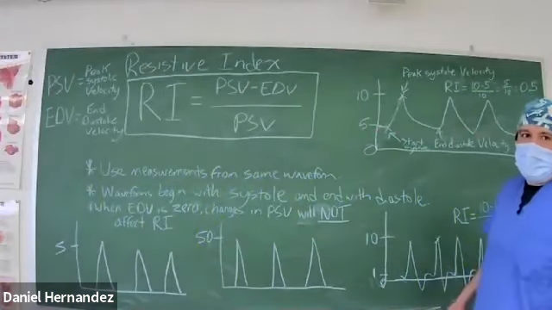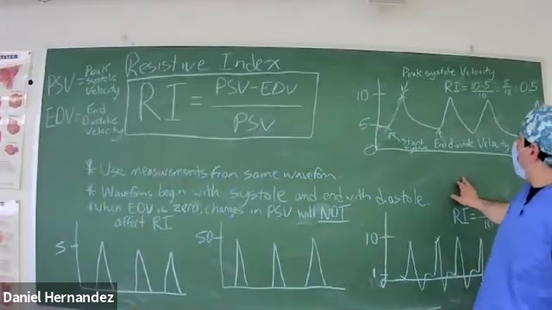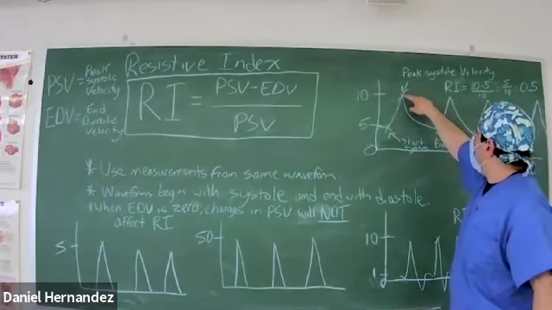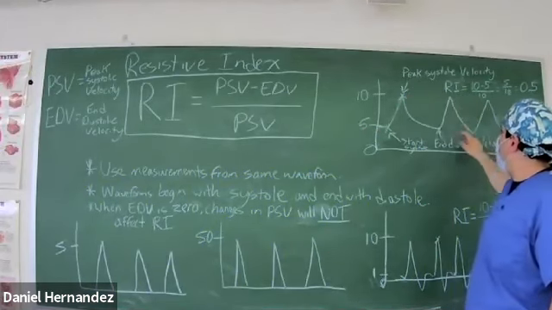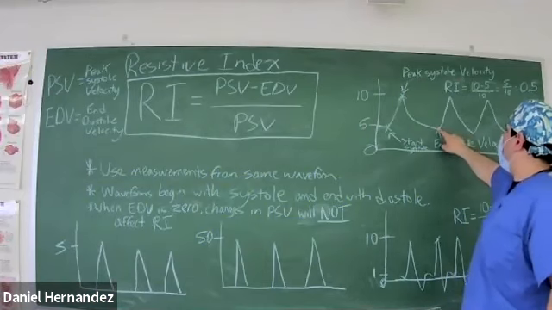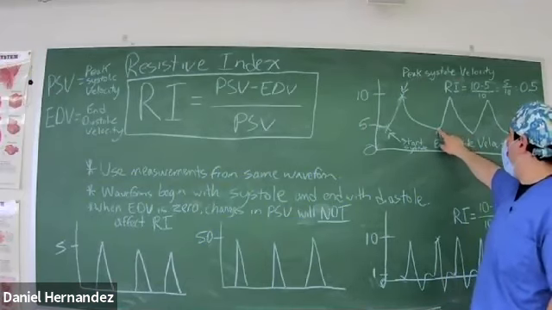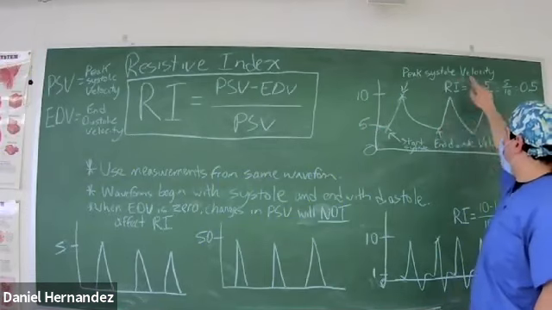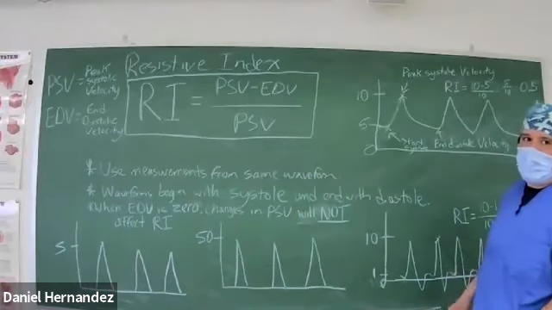When we're measuring resistive indices, we're going to put our caliper on that peak systole, the top of that point, and we're going to measure our end diastole at the exact end of the diastolic portion of that waveform, right before you start your next waveform with systole.